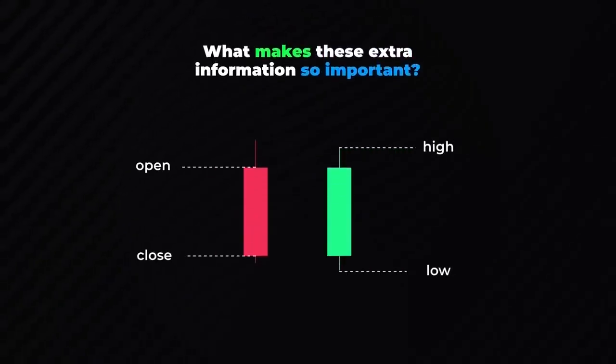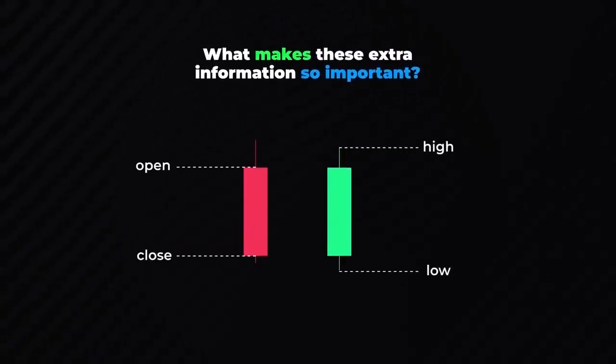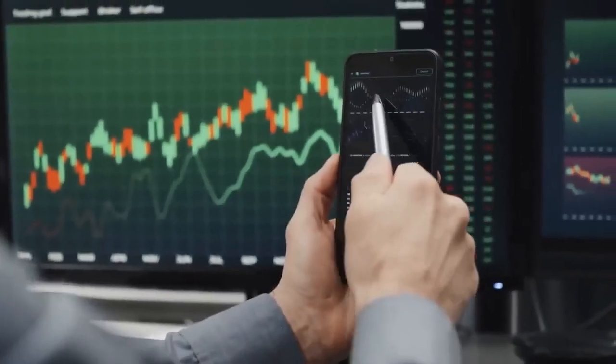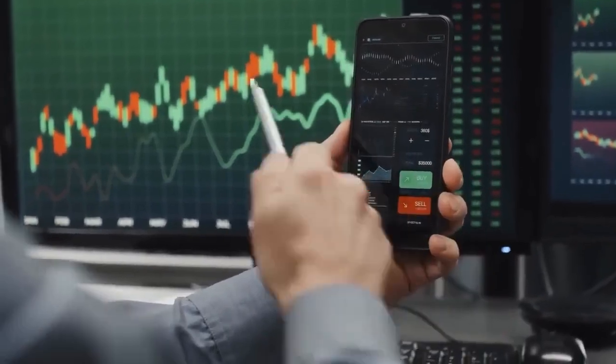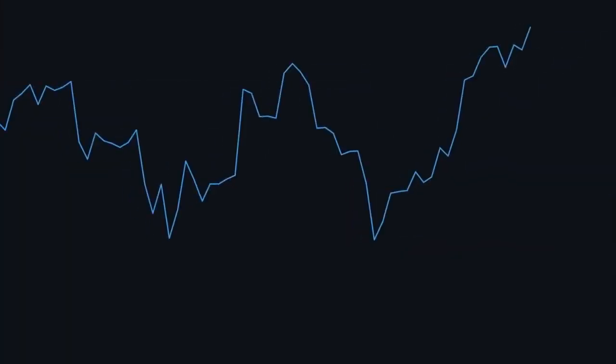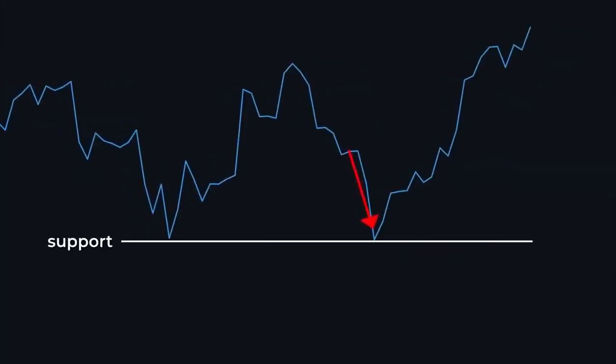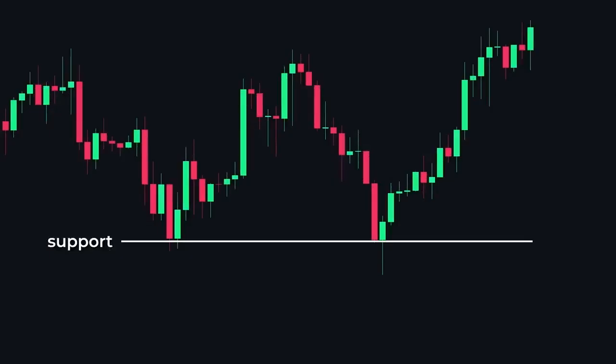So, what makes this extra information so important? As traders, this information gives us a better understanding of the market, allowing us to make more informed decisions. For example, let's say that price hits a support level and bounces. If we're only using line charts, the only information we know is that the price dropped to this point and then bounced off. However, when we switch to a candlestick chart, it tells a different story.